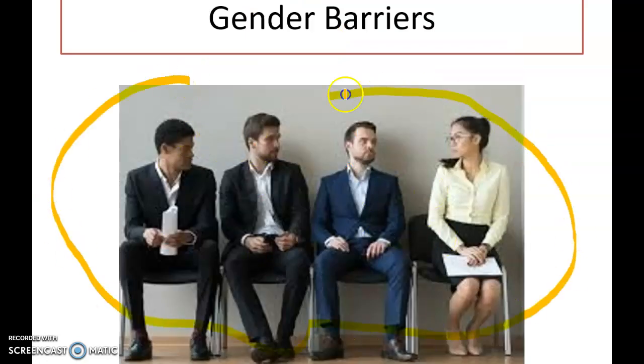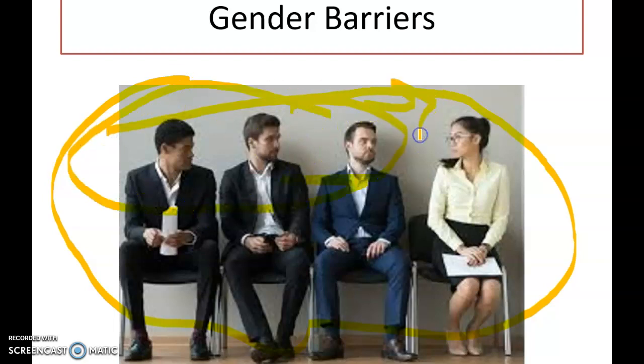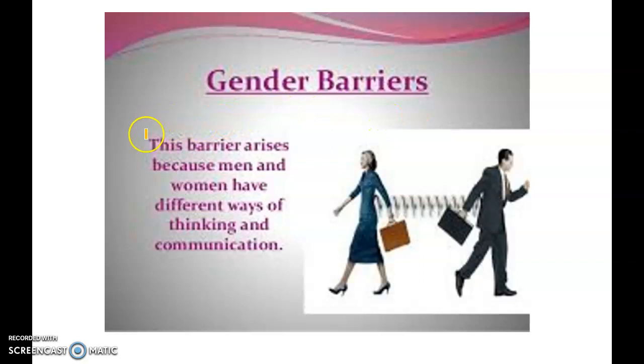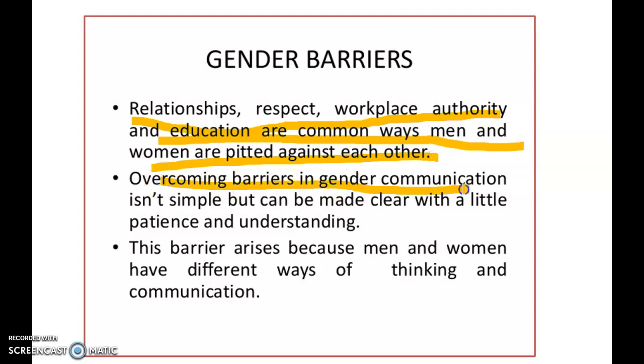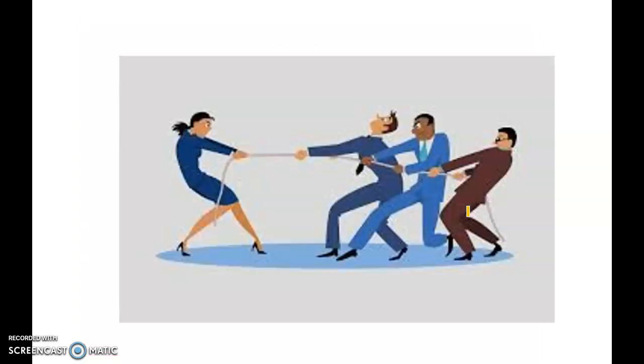This image itself shows gender barrier. These men are looking at her as if to say, why is she here, she doesn't have the right to give an interview. So this is gender barrier. This barrier arises because men and women have different ways of thinking and communication. Relationship, respect, workplace, authority, and education are common ways men and women are pitted against each other. Overcoming barriers in gender communication is not simple but can be made clear with a little patience. So this image indicates that gender barrier is there. It should not be there if you want to overcome it.